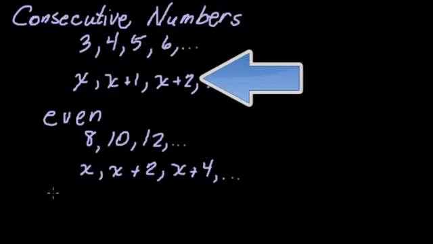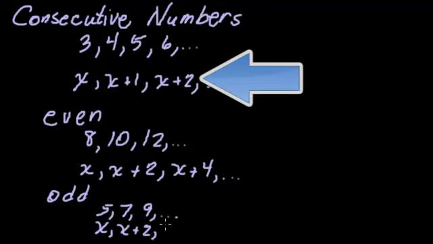Sometimes they'll want you to find some sort of problem involving odd consecutive numbers. So let's look at the list of odd consecutive numbers. Just some random list. Let's start with, say, a 5. Then the next one would be a 7, 9, etc. If the first one we call x, then the very next one would be x plus 2. And the next one x plus 4, etc.